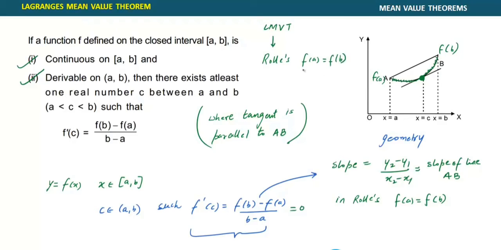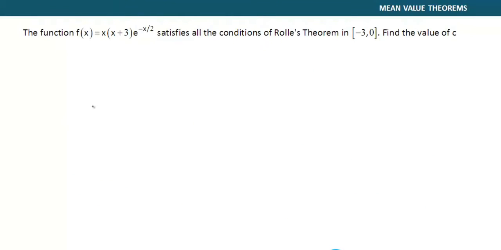Now let us start applying this in questions and understand how this actually works in a mathematical way. Okay, now let's take a basic question on Rolle's theorem first of all. This is the function which is given, and it satisfies all the conditions of Rolle's theorem in -3 to 0. So here I can say that a is -3 and b is equal to 0. You need to find that value of c which will satisfy the Rolle's theorem condition.